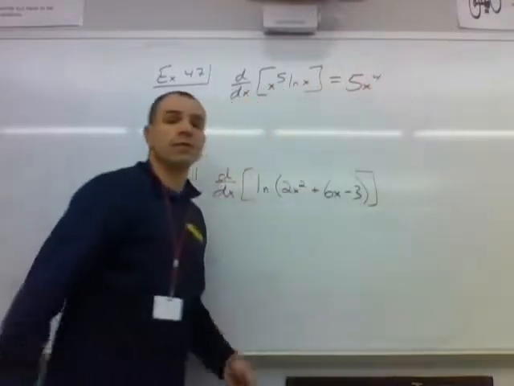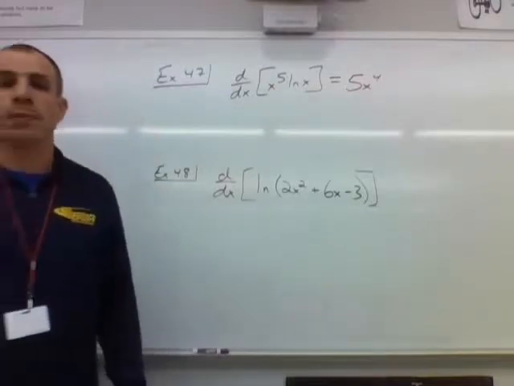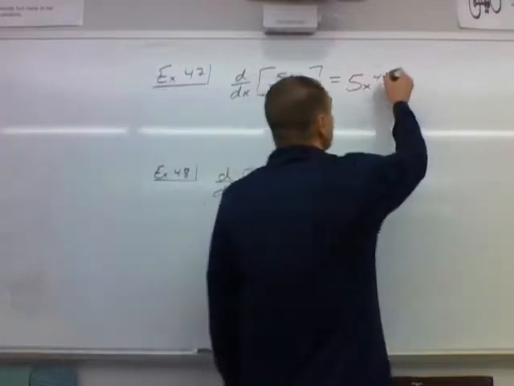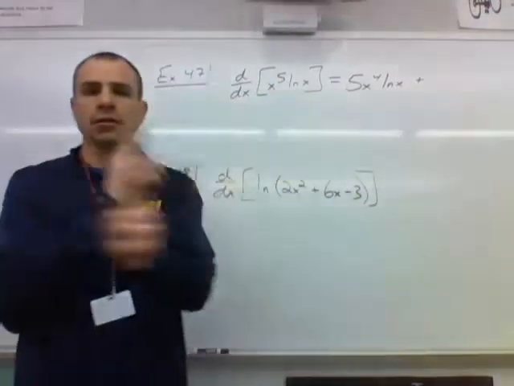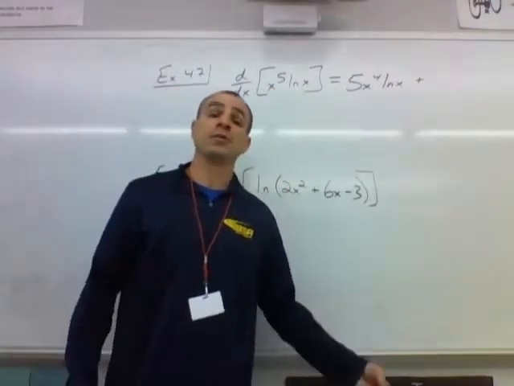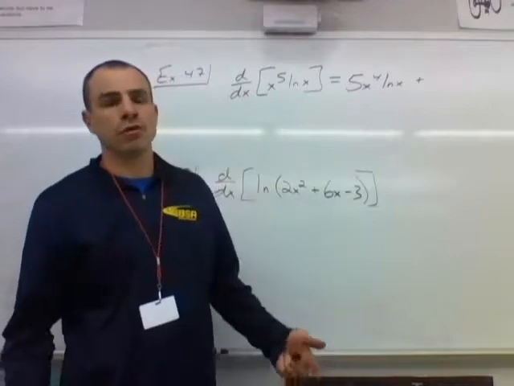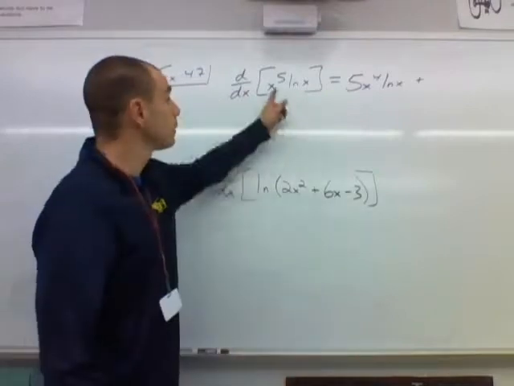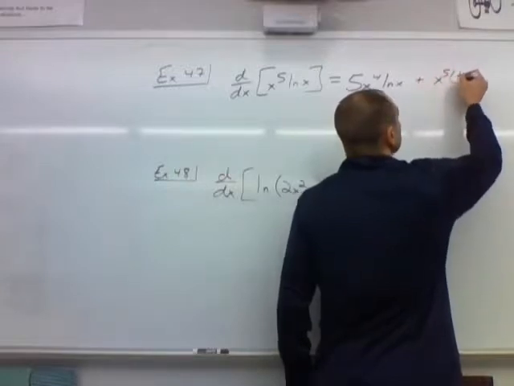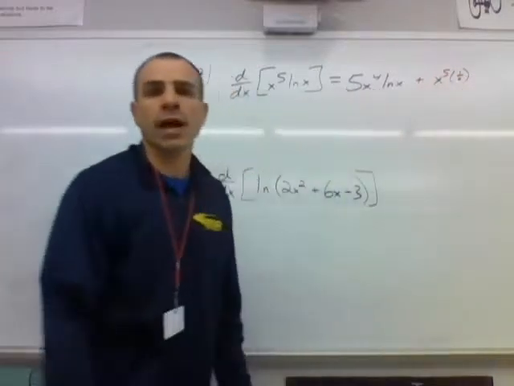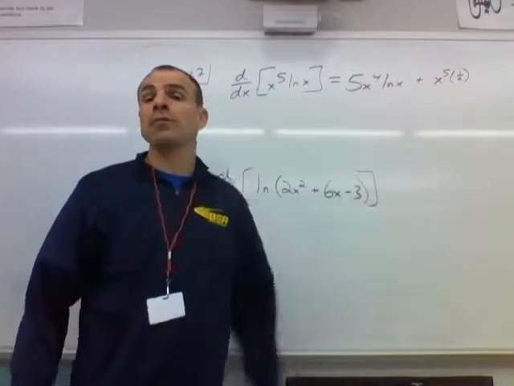We know that the derivative of x to the fifth is 5x to the fourth. Keep the second term, so we're going to keep the natural log of x, plus, and now we swap roles. We take the derivative of the second term, which is 1 over x, and we keep the first term. And we keep the x to the fifth, and we multiply that by 1 over x. That answer is 100% correct.